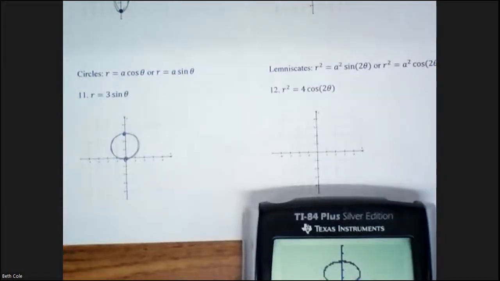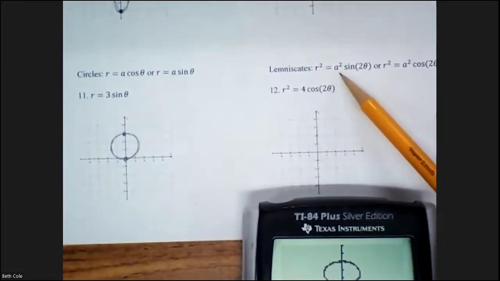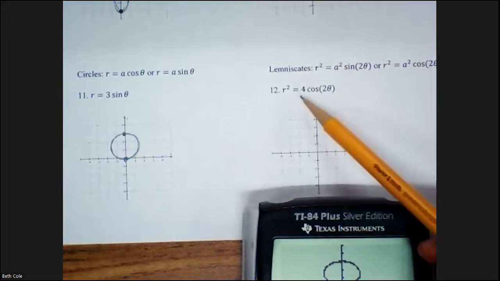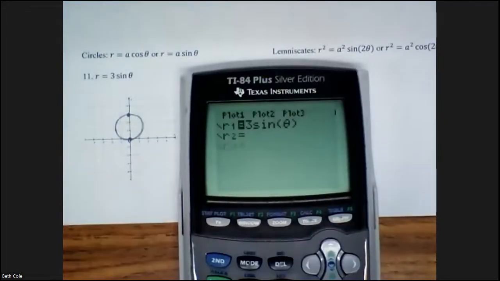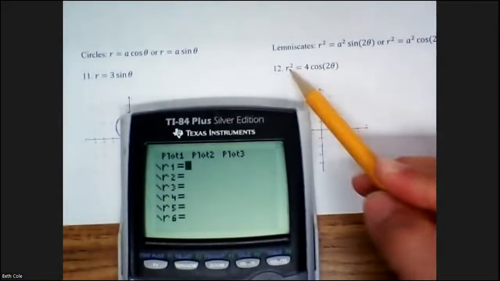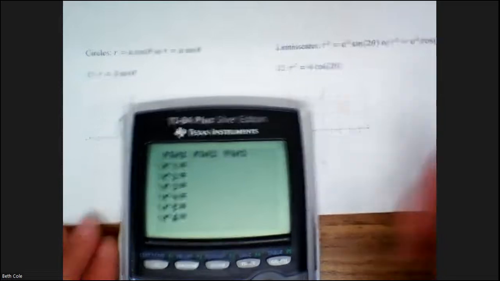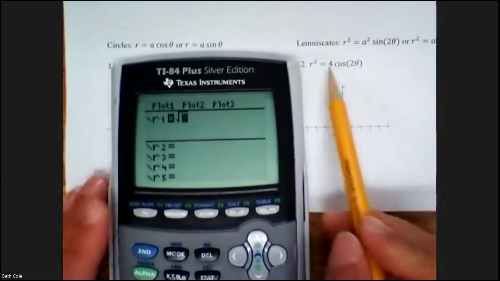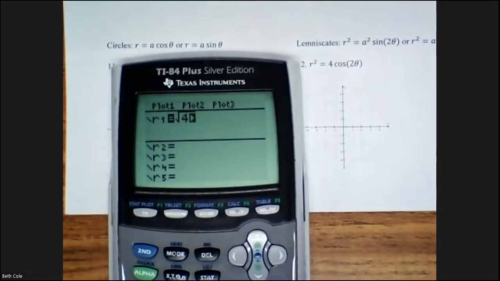And then last one, these are called lemniscates. r squared equals a squared sine 2 theta, or r squared equals a squared cosine 2 theta. When you go to type this in though, you'll notice you don't have an r squared equals. So you have to get r by itself. What do you have to do to both sides here? Okay, so when you type it in, you're gonna type square root of all of that. So square root of 4 cosine 2 theta. Because we don't have an r squared equals, it's just r equals, so you have to square root.